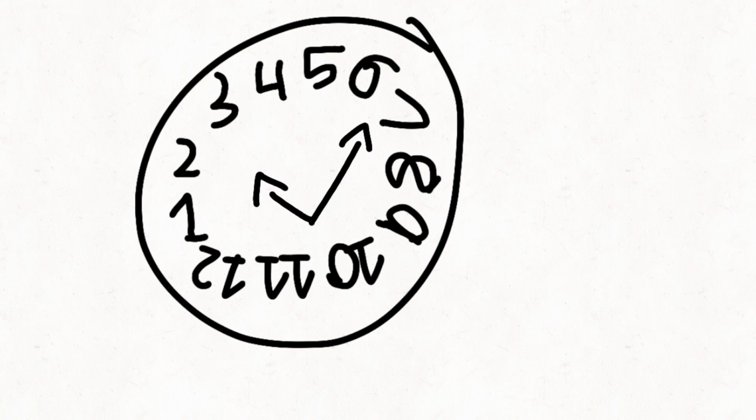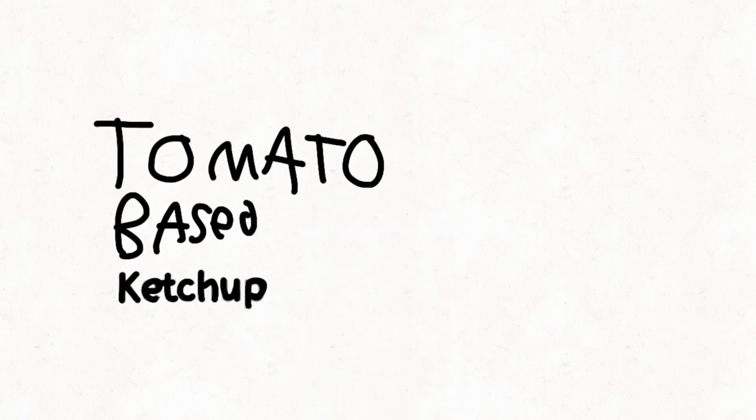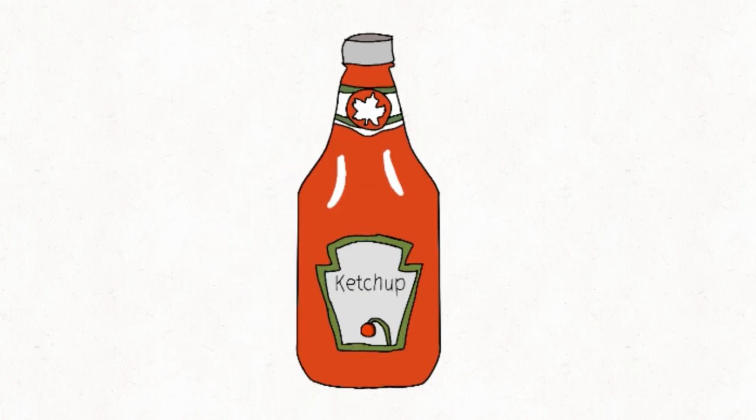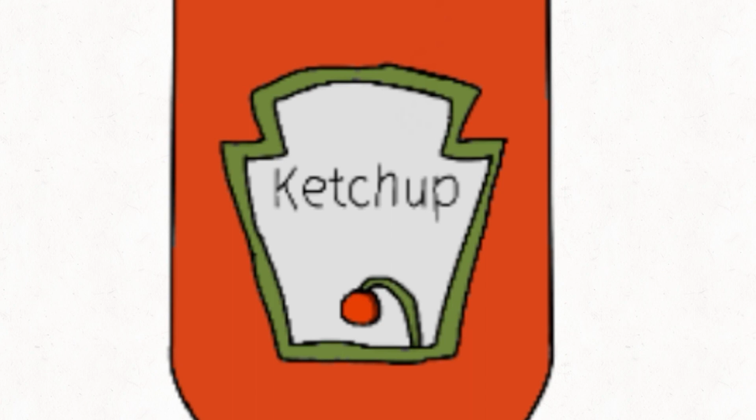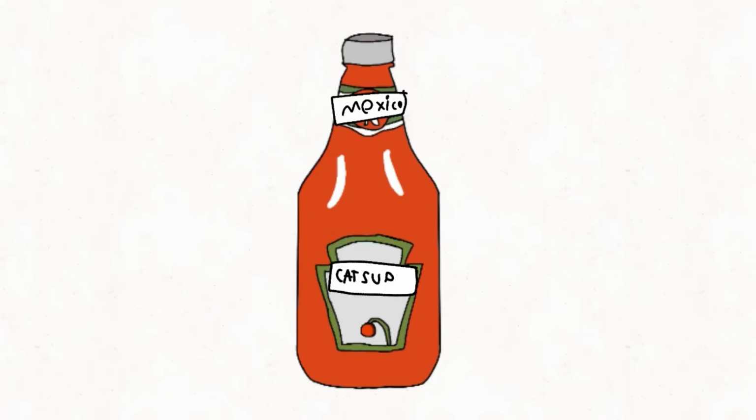In 1812, the first recipe for tomato-based ketchup debuted, James Mease. So ketchup was created in 1812. Ketchup comes from tomatoes. Ketchup is also a sauce used as a condiment. And now, even in fast foods, they have little tubes of ketchup. Although the brand name is ketchup, some other countries like Mexico call it catsup. And ketchup is red because of tomatoes.